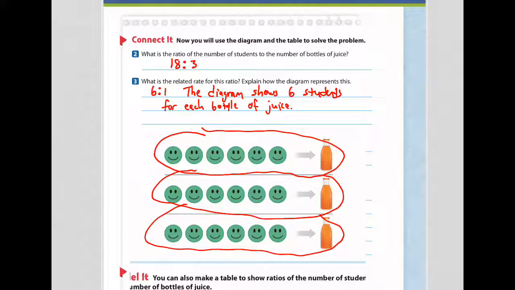Now remember, you do not need to have the same exact words as me, but you could have something along those lines that you could see the 6 for 1 from that diagram. Okay? Now, I'm going to go down to question 4.